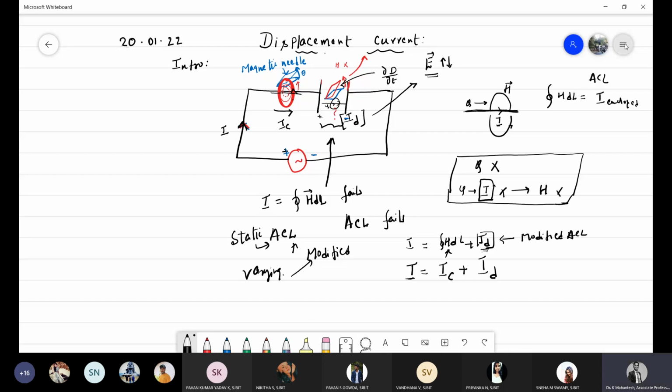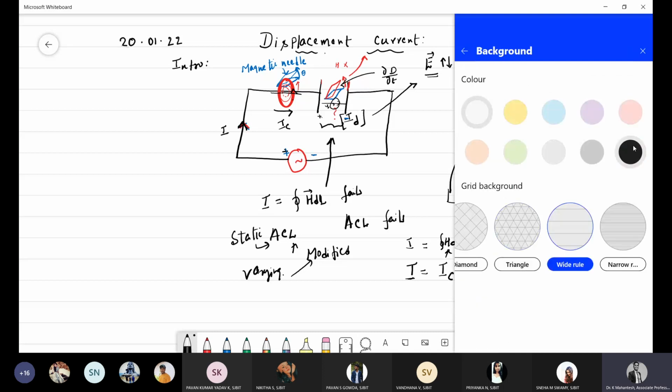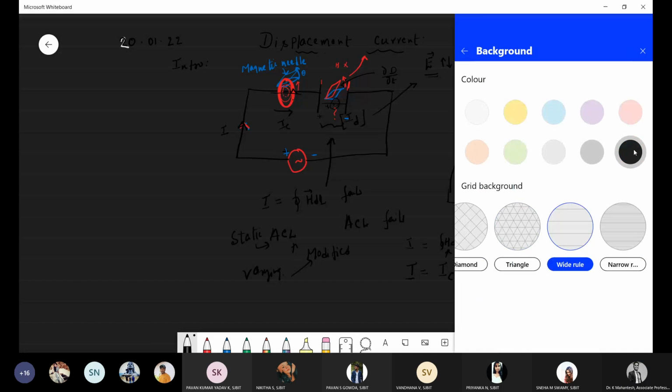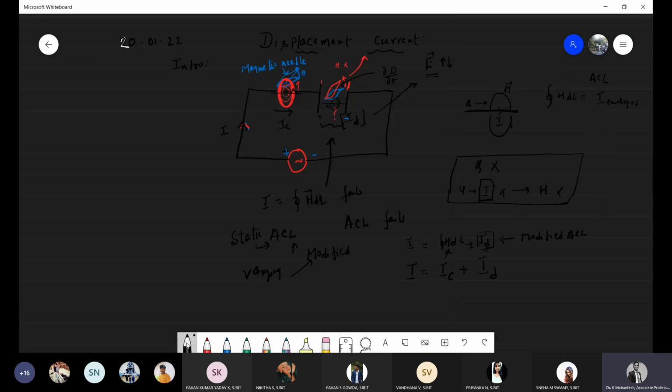So now we shall take up the actual syllabus content. Now let me just try to format the background because it doesn't look good.